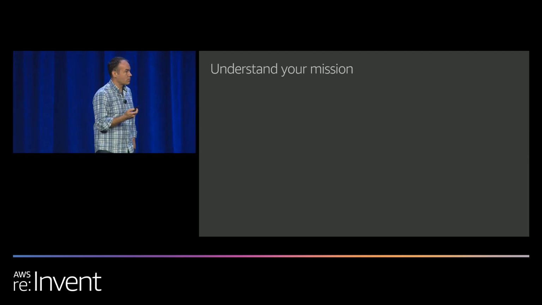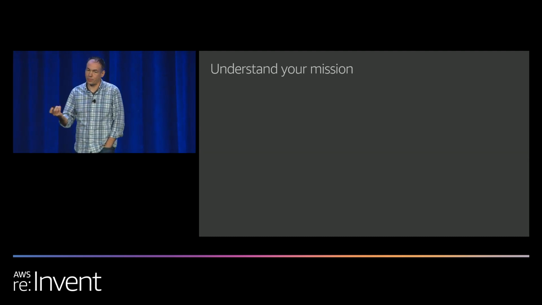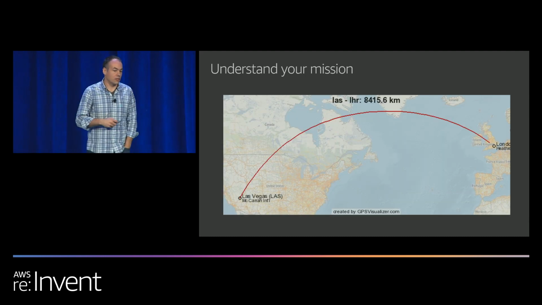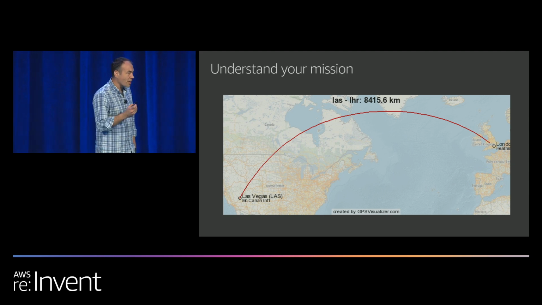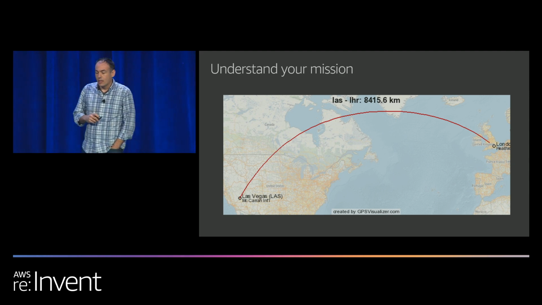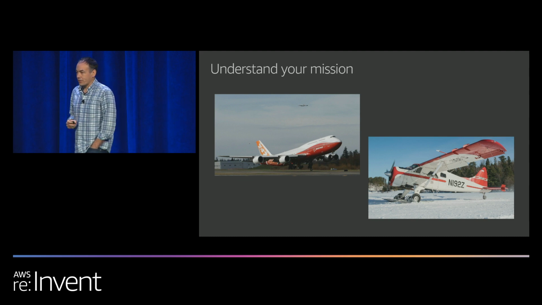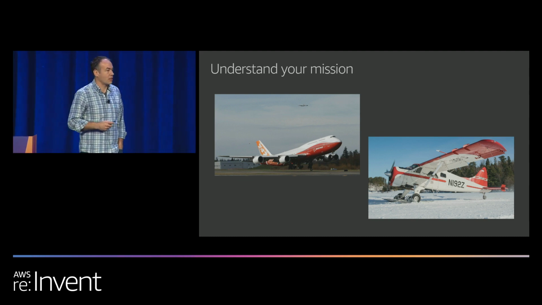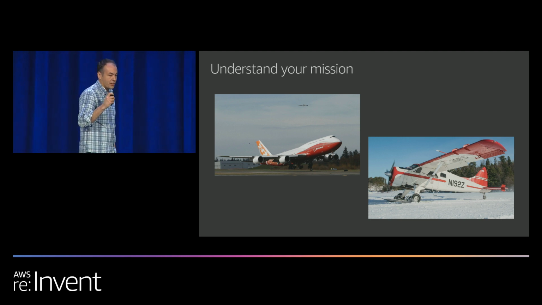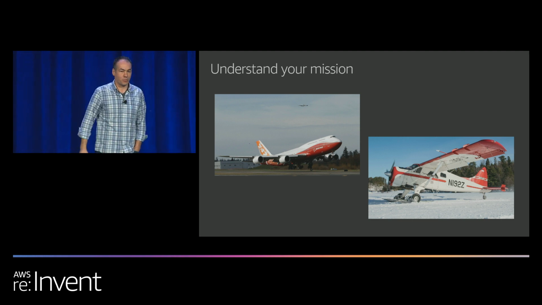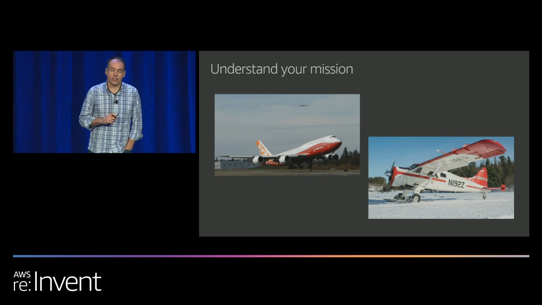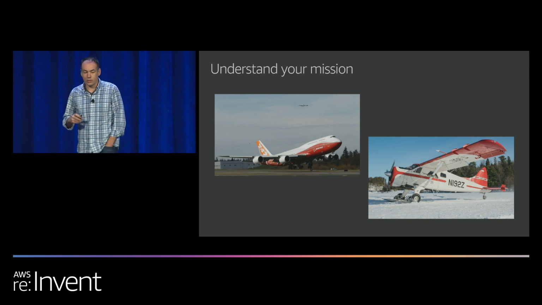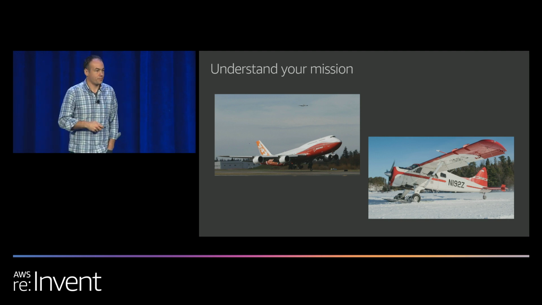So let's take a different example, not from storage or compute or technology. Say I'm planning a trip from Las Vegas to London Heathrow. It's about 8,500 kilometers, right? I gave you two choices of aircraft. We have the queen of the skies, the Boeing 747, cruises at about 900 kilometers per hour. Or we have the de Havilland Beaver, cruises at about 200 kilometers per hour. If that's all the information I gave you, I would bet that most of you in this room, unless you're an aviation geek, would choose the queen of the skies.